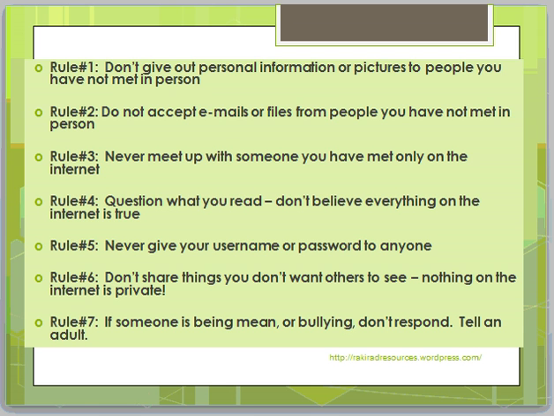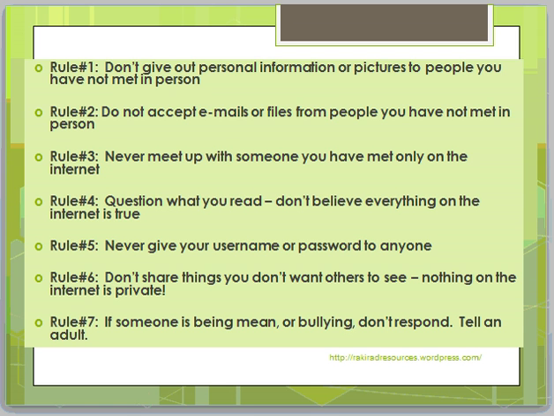Rule 1 was, of course, never to give out personal information or pictures to people you've not met in person. We had lots of kids that want to send pictures, and we all know that can get us into big issues. Rule number 2 was not to take emails or files from people they've not met in person, which is a general rule for everybody, but it's something that especially kids will just click, ooh, this looks cool and it's shiny and shimmery, and they click on it, and next thing they know there's a virus on your computer.